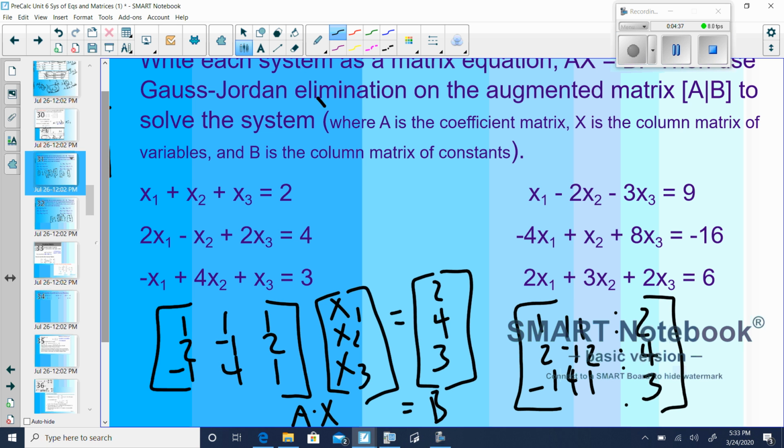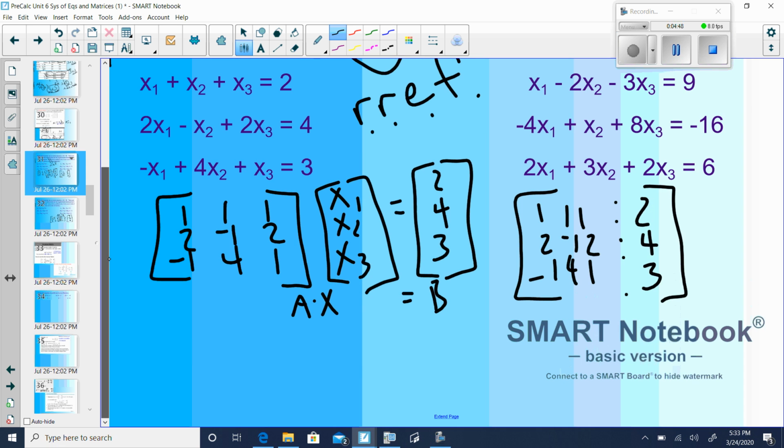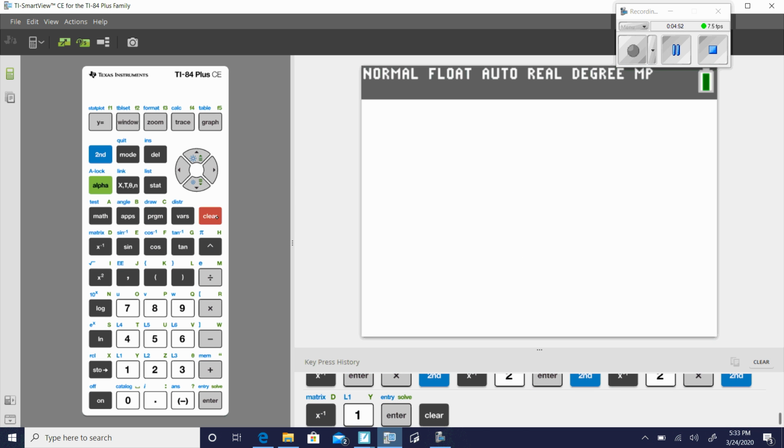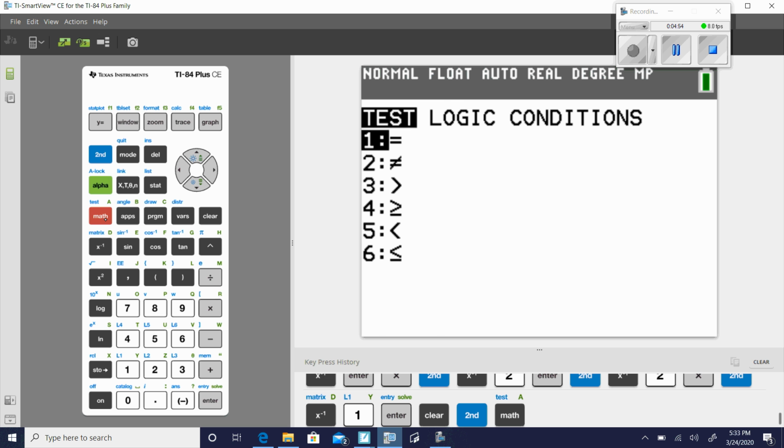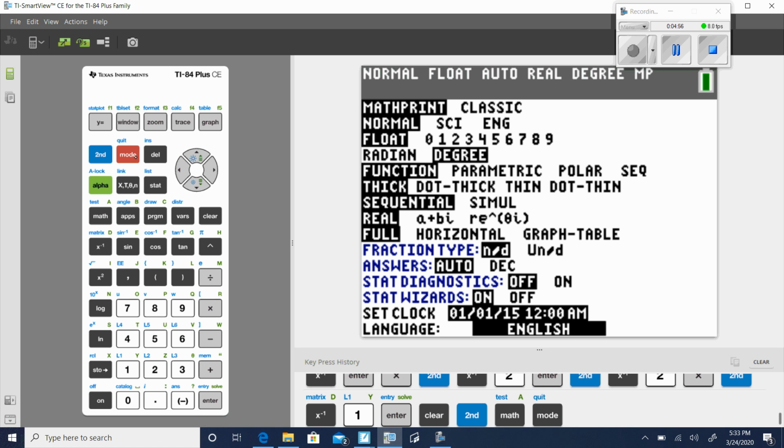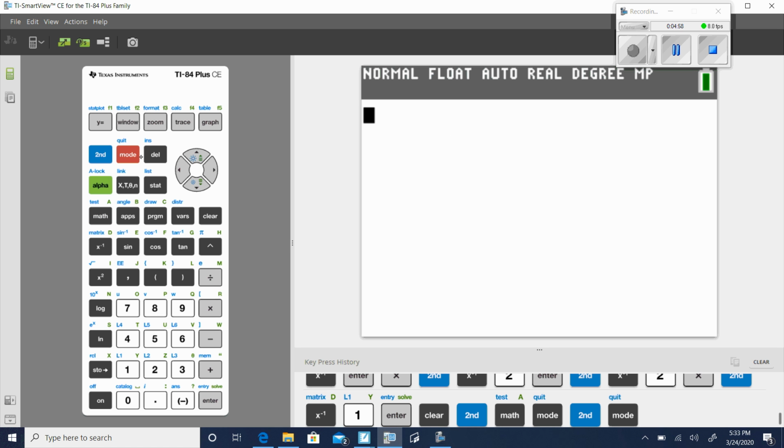So Gauss-Jordan elimination, guys, in our calculator is RREF, that's reduced row echelon form. Reduced row echelon form. So I come here. I want to clear this out. Let's go to quit right there. Okay.